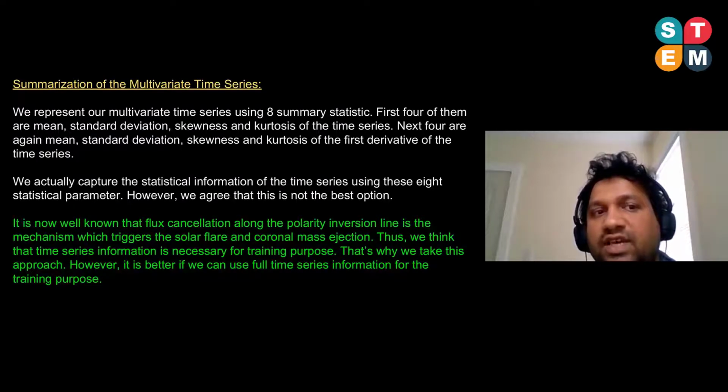So what we did here, we represent our multiple time series using 8 summary statistics: mean, standard deviation, skewness, and kurtosis. And again, the same mean, standard deviation, skewness, and kurtosis for the first derivative of the time series. So we capture the statistical information of the time series using these 8 statistical parameters. However, we agree that this is not the best option, but it is the simplest option.